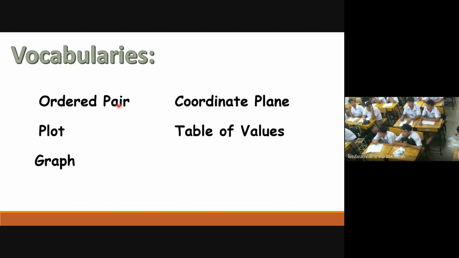Ordered pair. We have plot, then graph, and then coordinate plane and table of values. Okay. I just want you to read this because these are the vocabularies that will be part of today's discussion.